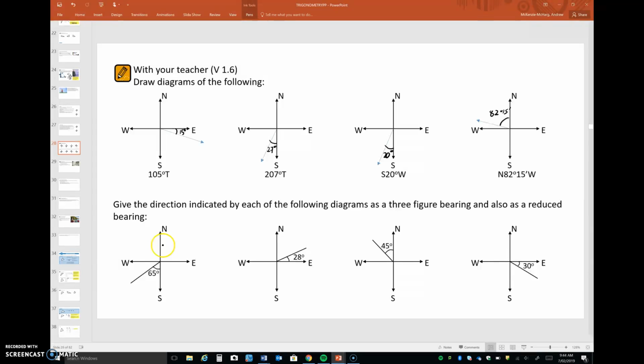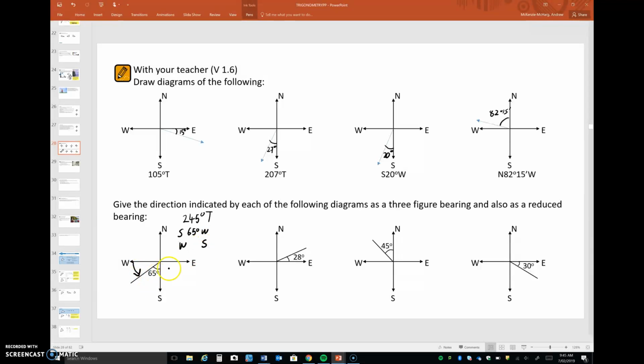Firstly, here I'll go the true bearing. So I'm going to start at north, and this is 180, and then another 65, which makes 245 degrees. So we'd be 245 degrees true for this one. Now, as a reduced bearing, I could think, okay, I'll start at south, and I'm going 65 degrees towards west. I could also give this in the opposite way, where I start at west and go towards south, like that.